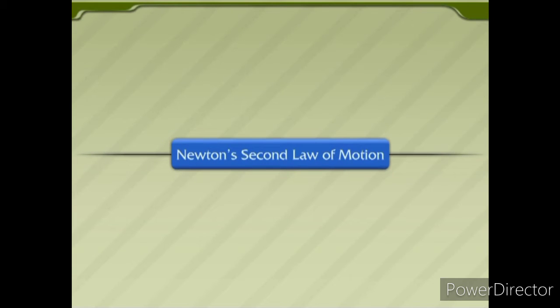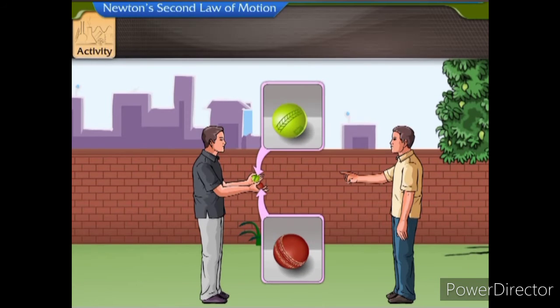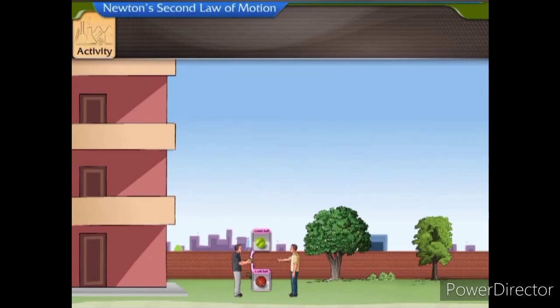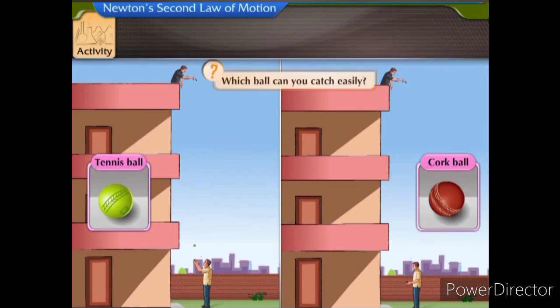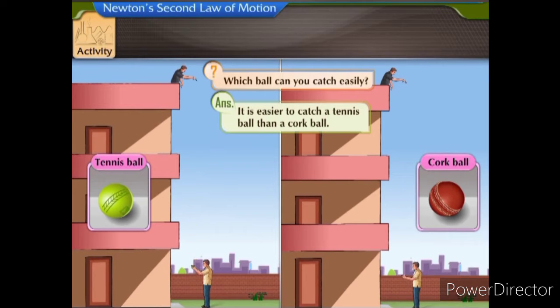Newton's second law of motion. Let us perform some activities. Ask your friend to drop a tennis ball and a cork ball from the terrace. Which ball can you catch easily? It's easier to catch a tennis ball than a cork ball.